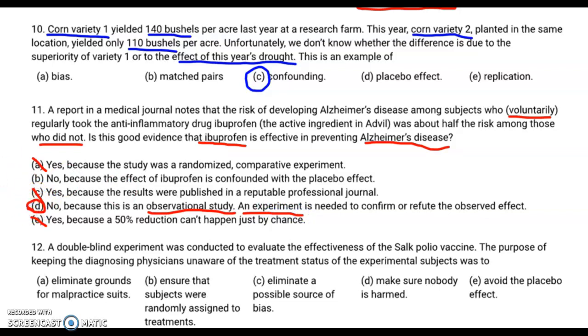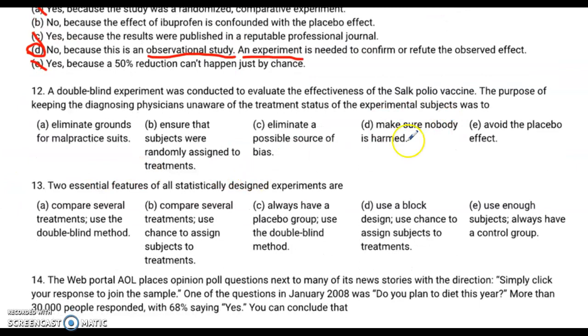Fantastic. Moving on to question 12, double-blind experiment conducted. Remember that double blinding is when the people who are researching don't know what's being given, and the people who are taking the drugs or treatments don't know what's being given. It says that we're trying to keep the diagnosing physicians unaware of the treatment status. That's the definition of double blinding. We're trying to figure out why that's the case.